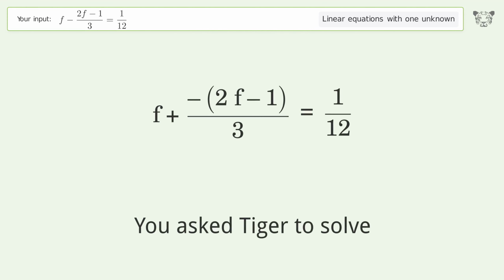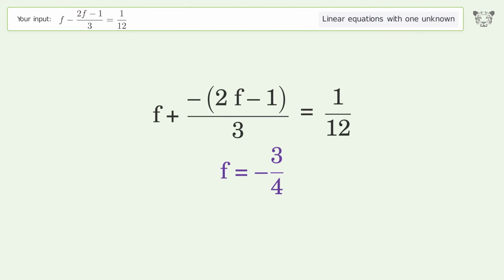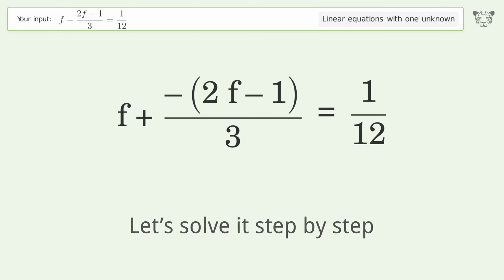You ask Tiger to solve this. This deals with linear equations with one unknown. The final result is f equals -3/4. Let's solve it step by step.